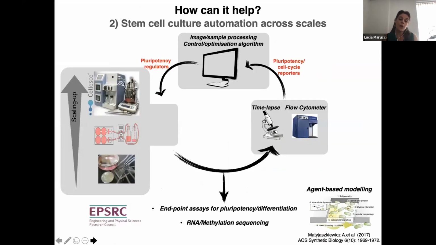On those lines, we are also planning to use the platform to automatically infer optimal protocols to culture stem cells for a long time. And we are planning to do this across scales from microfluidics to bioreactors. The idea would be both to compare different culture conditions at the end of the experiments and to use agent-based modeling to compare different dynamics that we expect to see when scaling up from microfluidics to bioreactors.